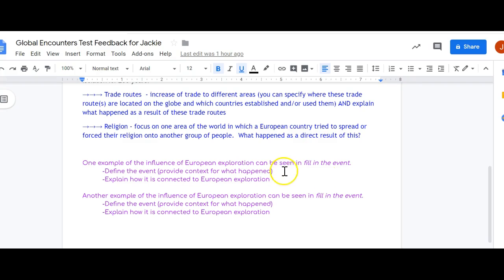This is kind of this right here. You're going to say what country established the trade route, where it was located, and where they went. And then you are going to do the big so what factor. You're going to explain how that's connected to European exploration. That's this part. Explain what happened as a result of these trade routes. And then you can kind of plug in the same ideas for religion in the second one.